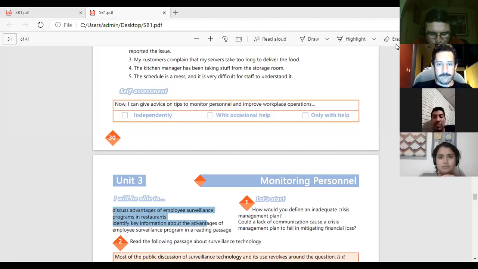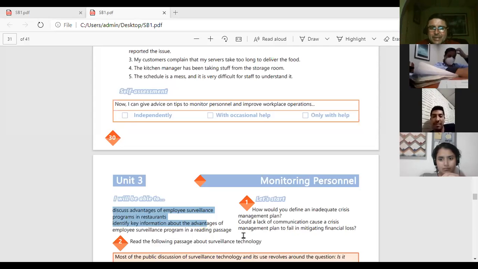So just let me make sure. Jimmy, are you here? Jimmy's not here. Sophia, are you here? She's not here. Christian Alexander, are you here? Nope. And Stephanie Montano, are you here? No. Okay. So we got 9 minutes. Just talk about the advantages and disadvantages of having surveillance for your employees. So here we go.